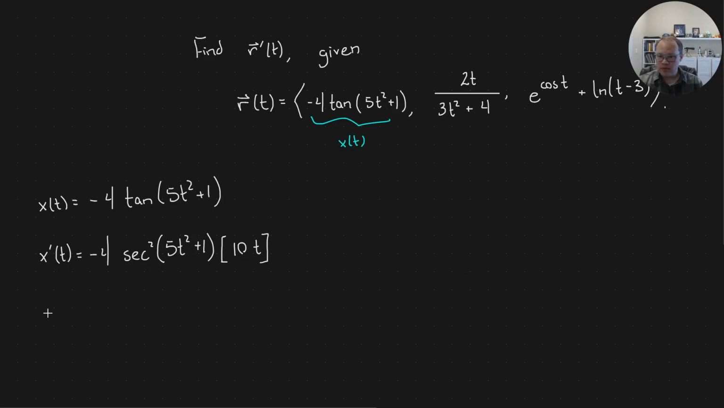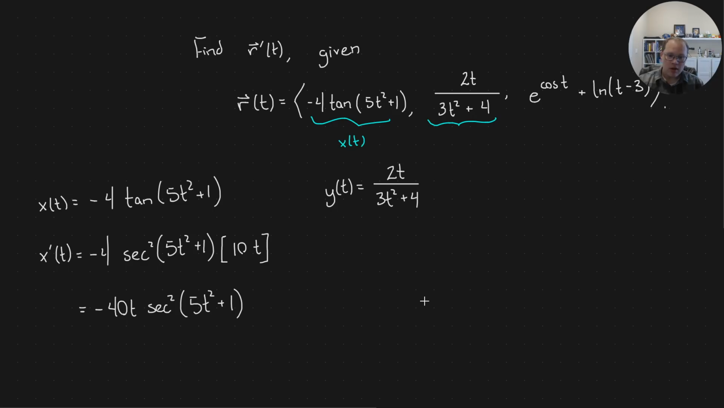And that's my derivative of the first component. Okay, just tidy it up a little bit. -4 times the 10 is -40 times this t, secant squared 5t squared plus 1. Okay, first component done. Look at the next component. y of t equals 2t over 3t squared plus 4. Now that is a quotient, so we're going to need the quotient rule.